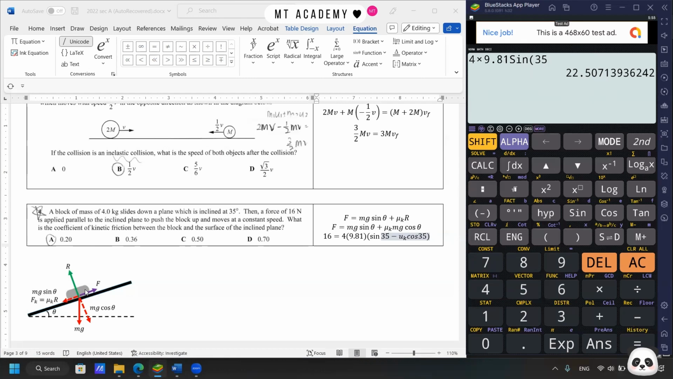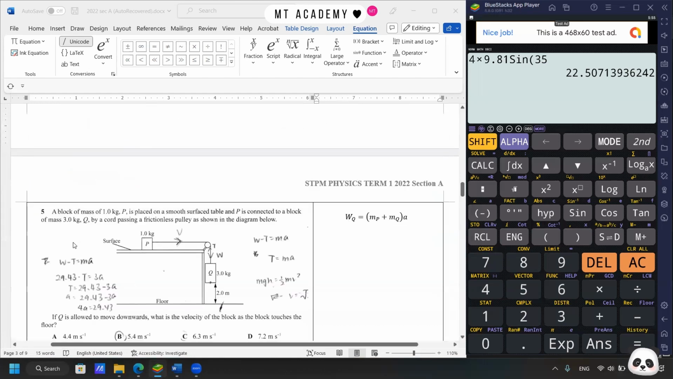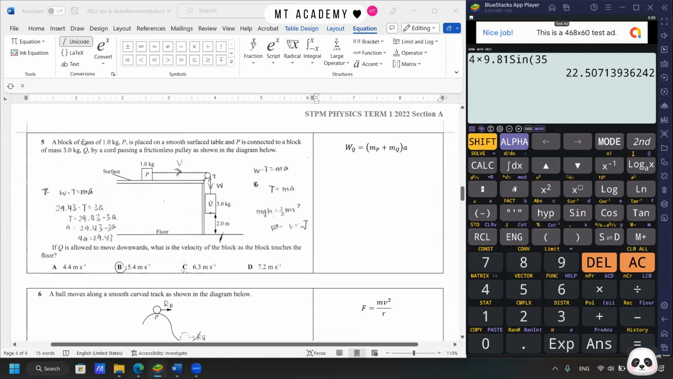So I will leave the question here, and maybe you can say the answer is A, 0.2, but there's a bug in the question. So we shall move on to question 5.